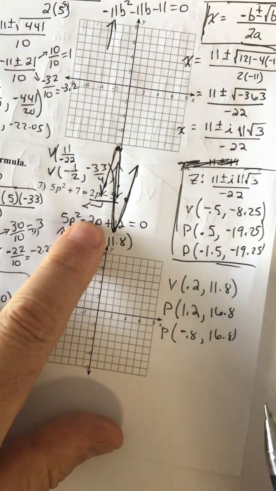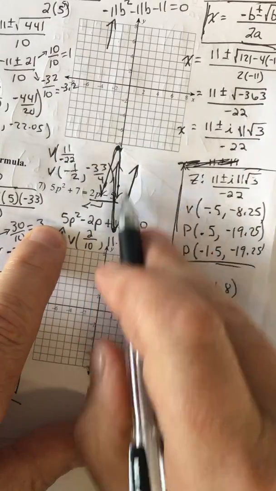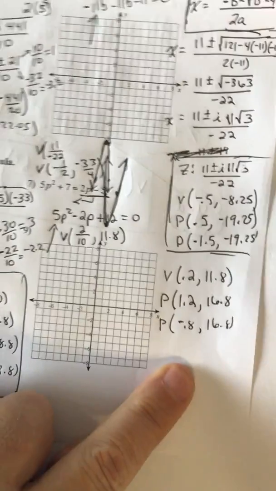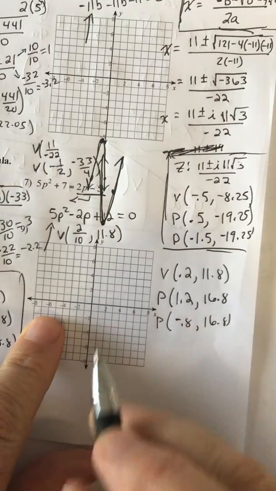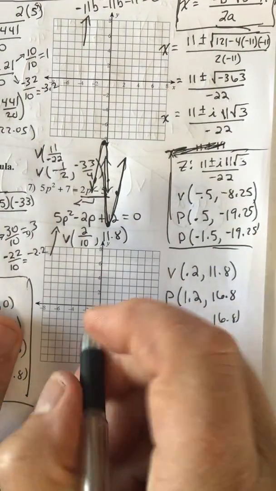I can tell by the vertex is above the x-axis and then it was pointing up. This is going to have imaginary zeros. It's never going to cross the x-axis. So the zeros here are going to have an i in it.